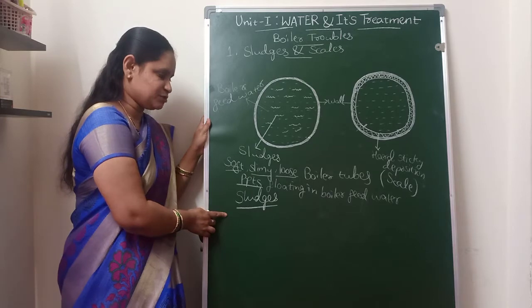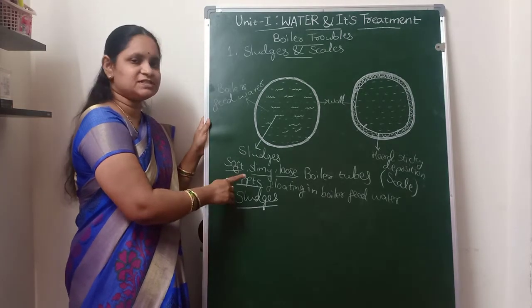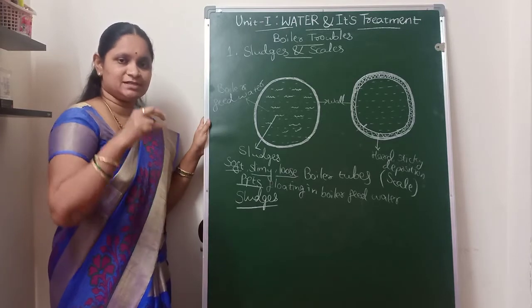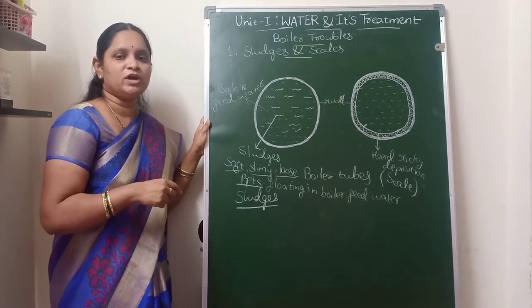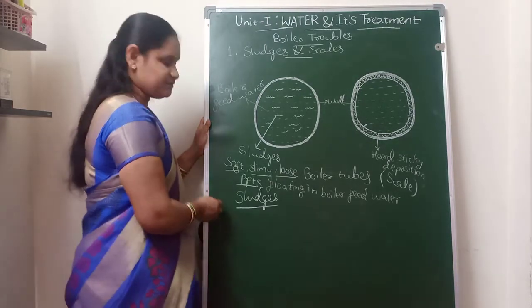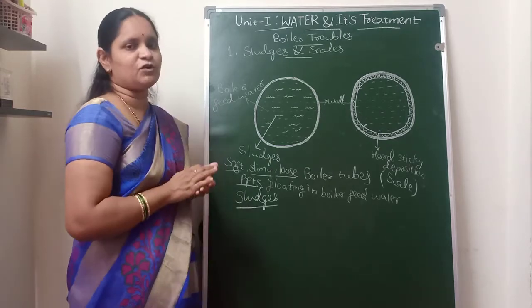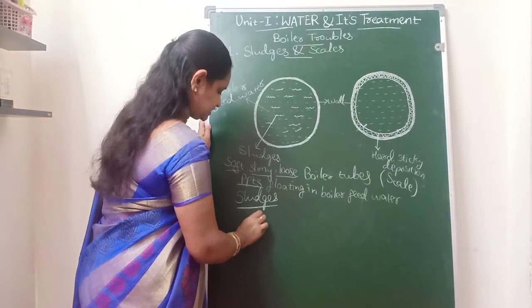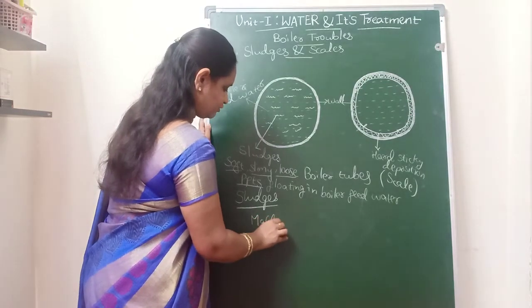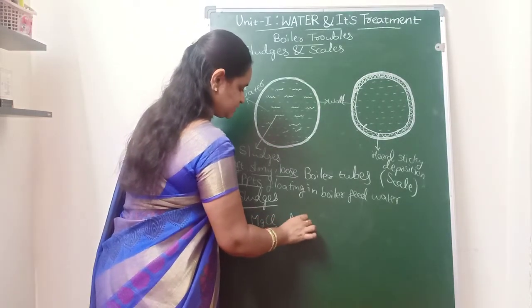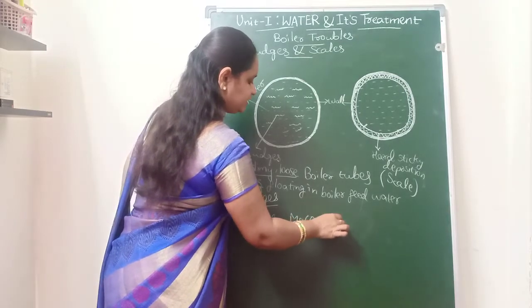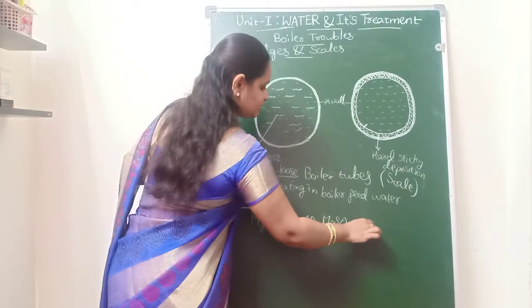So sludges are the soft, slimy, loose precipitates which will be floating in the inner water of the boiler tubes. So how will they be formed? What is the reason for the formation of sludges? It is due to the presence of some salts like magnesium chloride, magnesium carbonate, magnesium sulfate and calcium chloride.